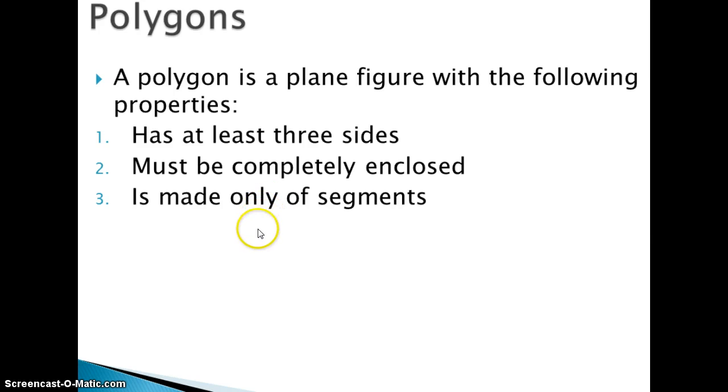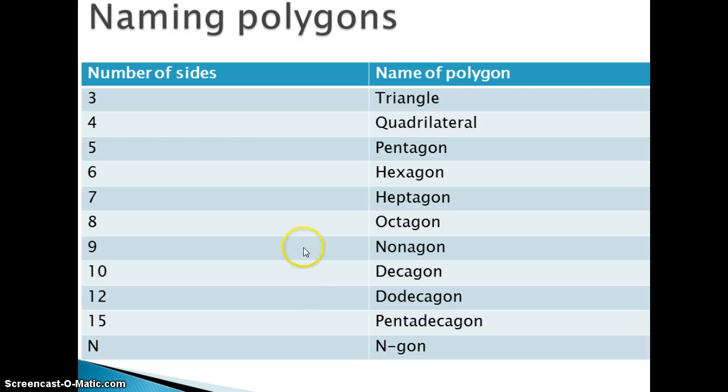No curvy pieces, no arcs, nothing like that. There are several polygons that you are going to need to know the names of. I'm going to have you memorize these. Some of them you're probably going to know already. Three sides is a triangle. We spent an entire chapter about that. Four sides is a quadrilateral. We spent a good portion of a chapter covering that as well.